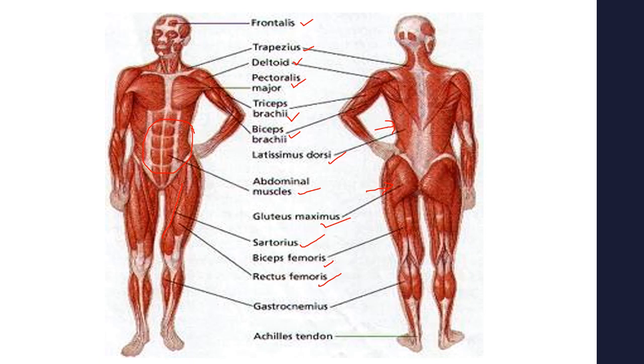And then we have the biceps femoris and rectus femoris, which are in your upper leg region. And then you have the gastrocnemius over here, which are your calf muscles of the leg, and they run and join the Achilles tendon. The tendon they insert into is known as the Achilles tendon, and what's special about it is that it is the strongest tendon.